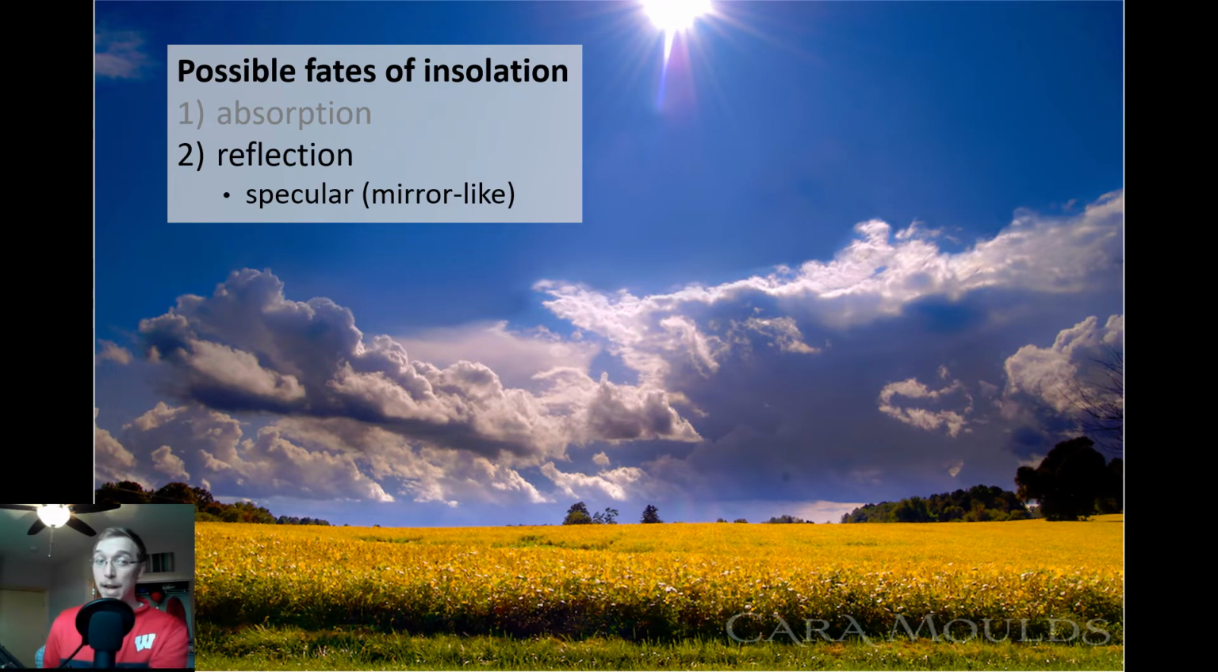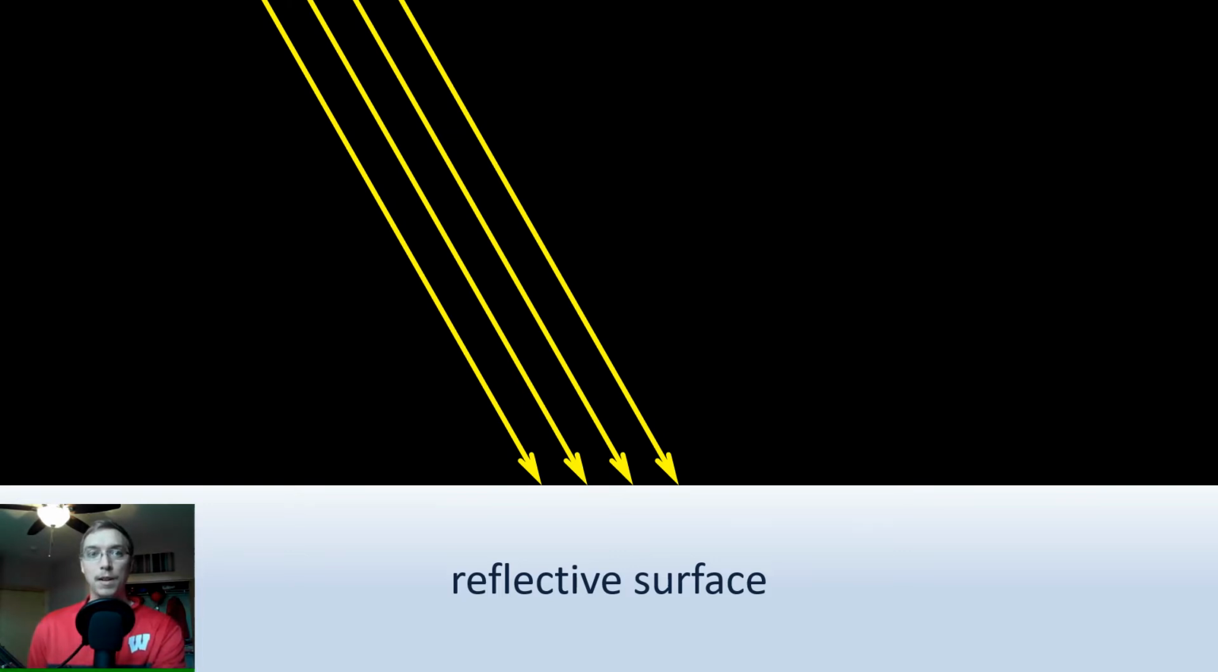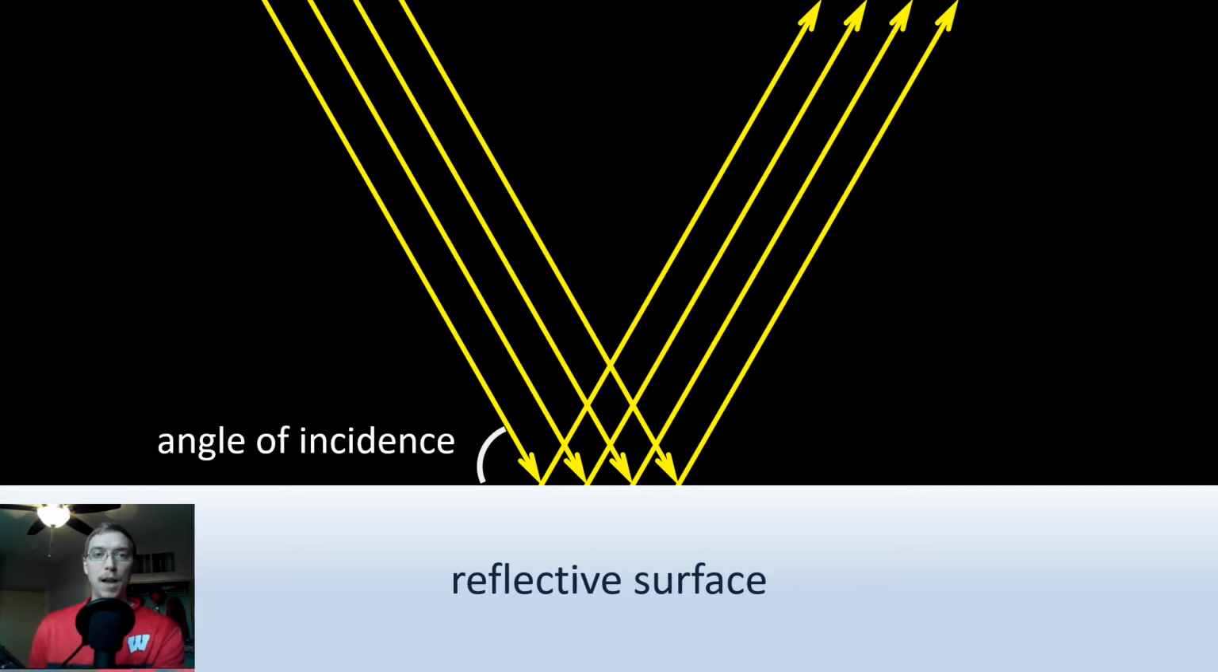There are a couple of different types of reflection. We have specular reflection, so mirror-like surfaces. Pretending this is a mirror, for example, or close to it, we have incoming rays of the sun. That is our angle of incidence. And they are leaving at a complementary angle, the angle of reflection. So basically, they're reflecting at the same strength and angle that they have incoming. Good reflective surfaces look like this.